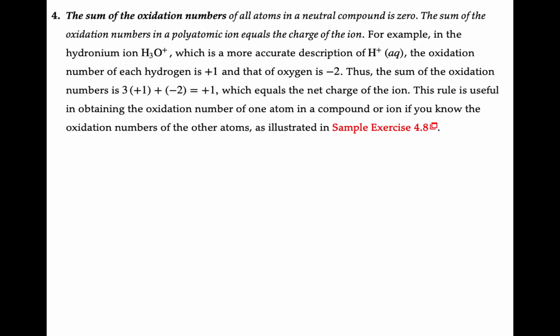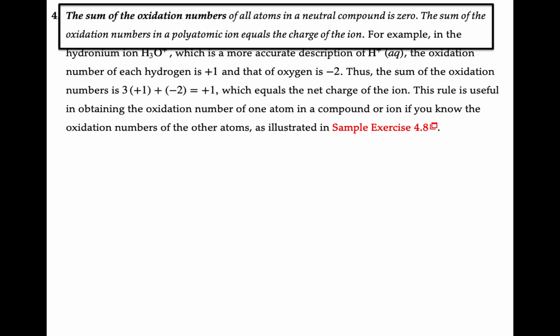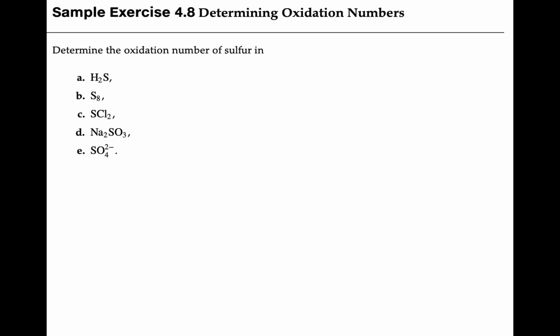Our last rule: the sum of the oxidation numbers of all the atoms for a neutral compound adds up to 0, and the sum of the oxidation numbers for a polyatomic ion equals the overall charge of the ion. The second portion of that is especially important for us. The sum of the oxidation numbers in a polyatomic ion equals the charge of the ion. That's another reason why it's really important for us to memorize our polyatomic ions and what their overall charge is.